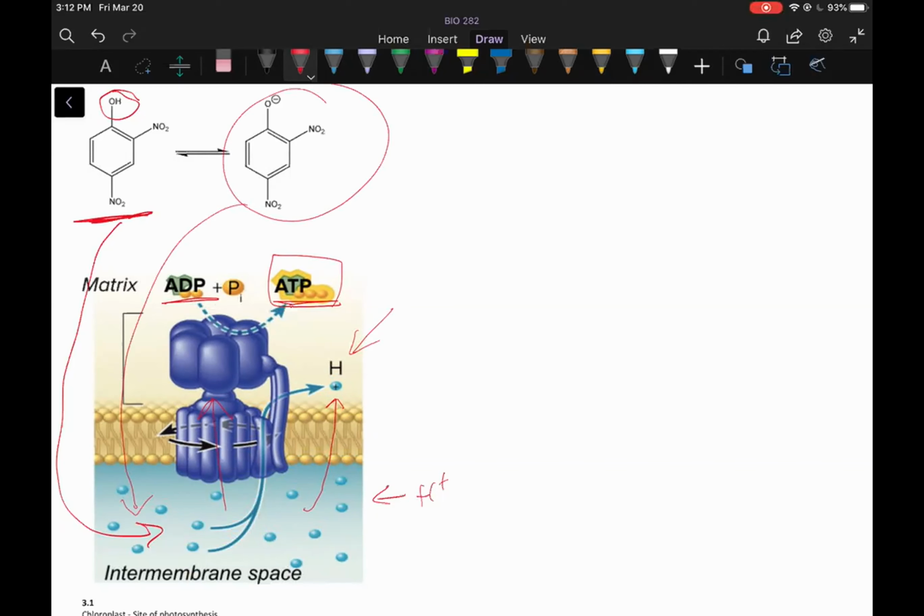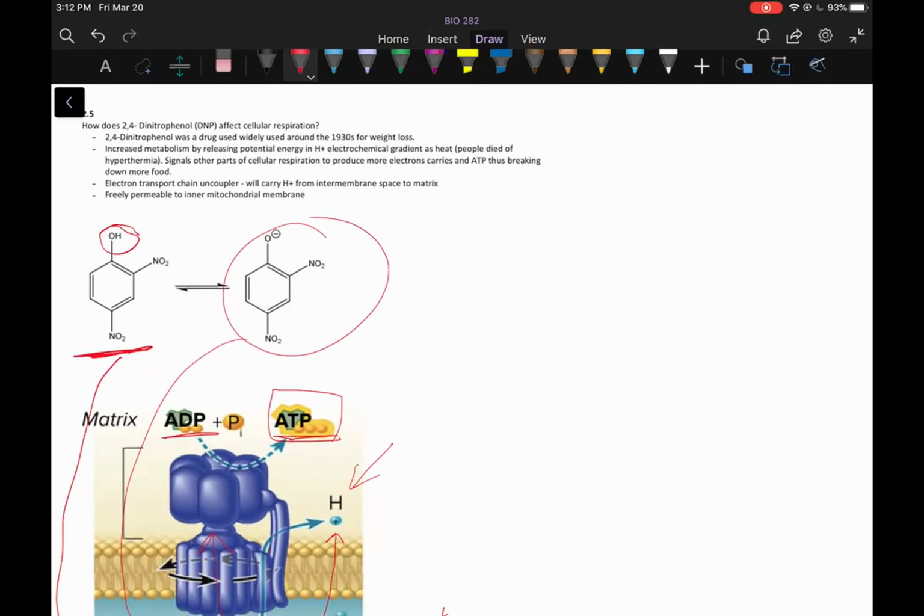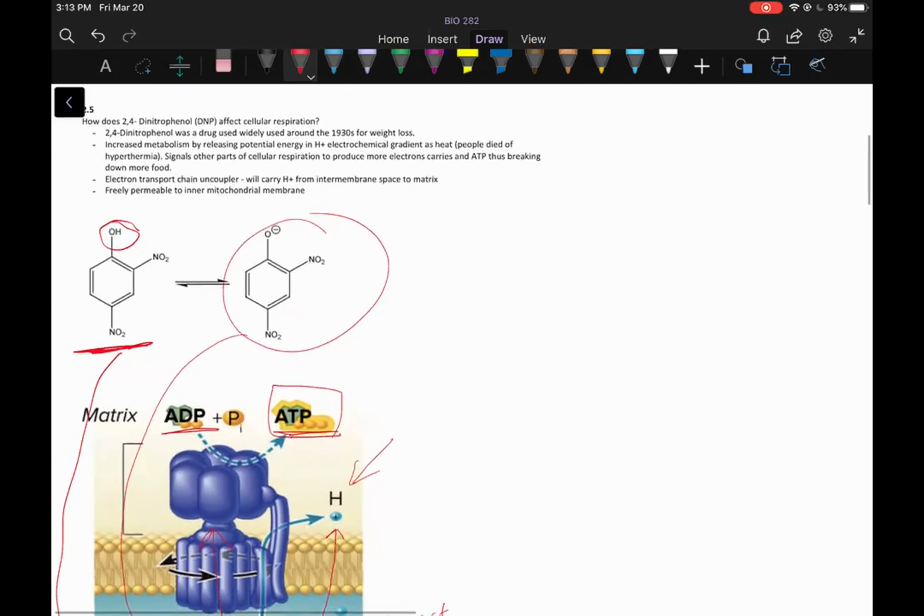So for questions like this, it's important to know the inputs and outputs of each part of cellular respiration. If there is another question that relates to glycolysis or the citric acid cycle, you would know how to do it if you know the inputs and outputs. This one relates to the electron transport chain. So that's one question on DNP. Does that make sense for everyone?